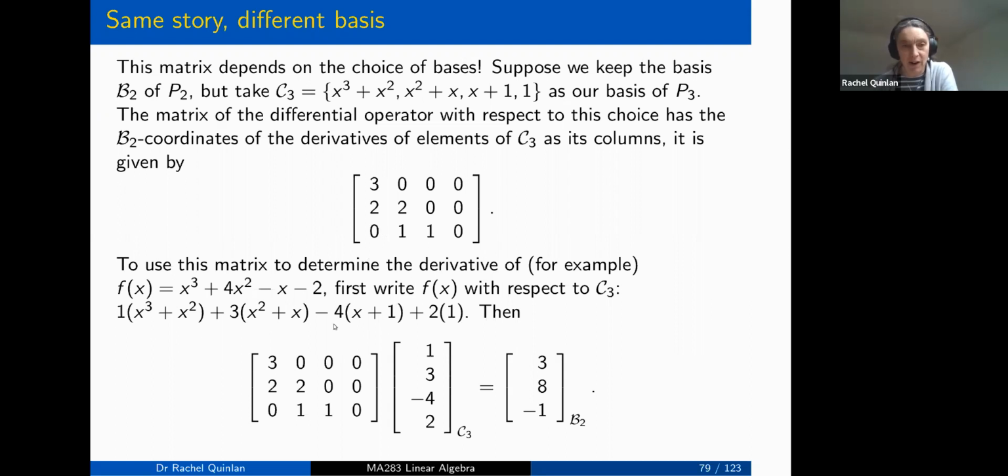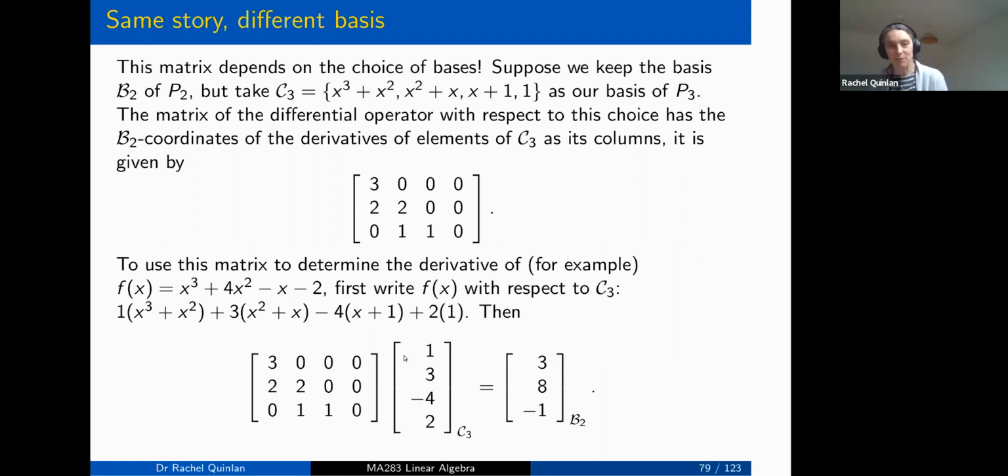But the constant coefficient so far here is minus 4. We want minus 2, so we should add 2 times the fourth basis element from C3. Okay, so this is saying that this particular f of x, its coordinates with respect to C3 are 1, 3, minus 4, and 2. To use a matrix product to calculate the derivative of this thing, we should take the vector 1, 3, minus 4, 2, multiplied on the left by the matrix of the differential operator with respect to the bases C3 and P2 of P3 and P2 respectively.